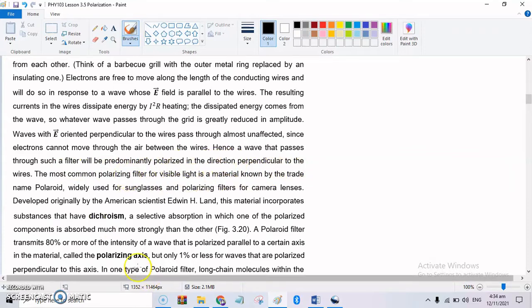The most common polarizing filter for visible light is a material known by the trade name Polaroid, widely used for sunglasses and polarizing filters for camera lenses. Developed originally by the American scientist Edwin H. Land, this material incorporates substances that have dichroism, a selective absorption in which one of the polarized components is absorbed much more strongly than the other.